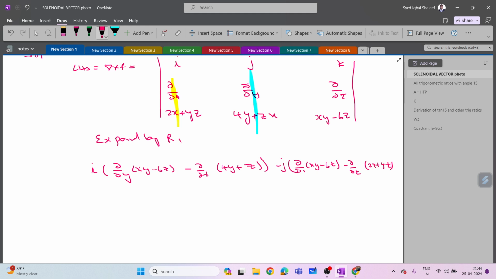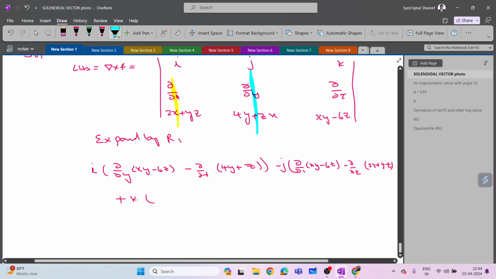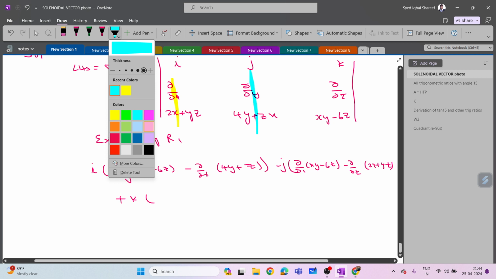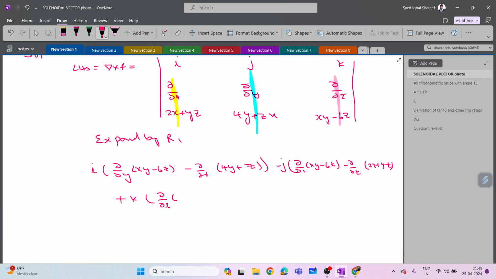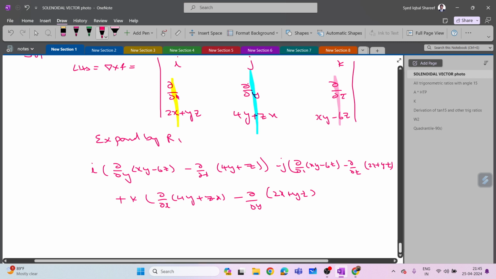Plus k of, for k this column should be gone. So we are left with dou by dou x of 4y plus zx, minus dou by dou y of 2x plus yz. Okay, that's it.